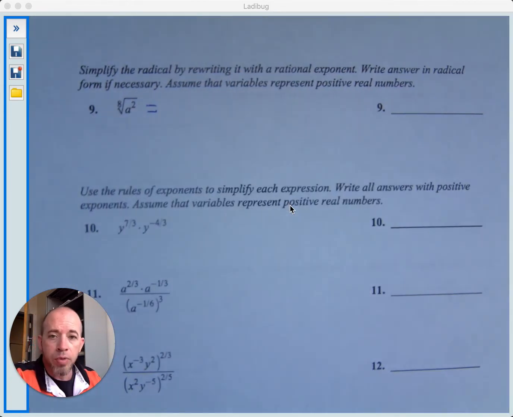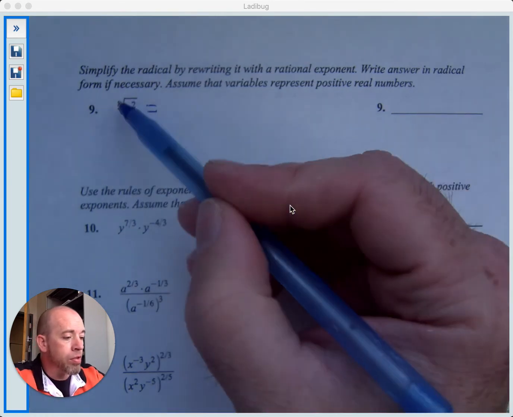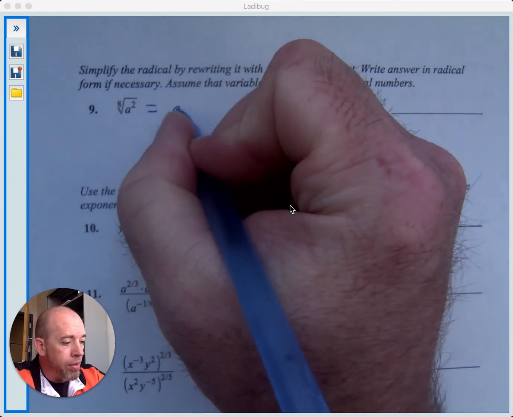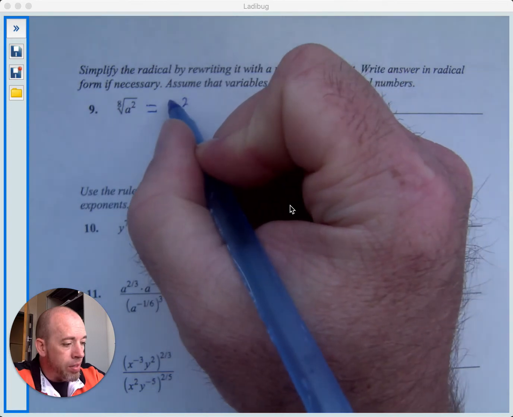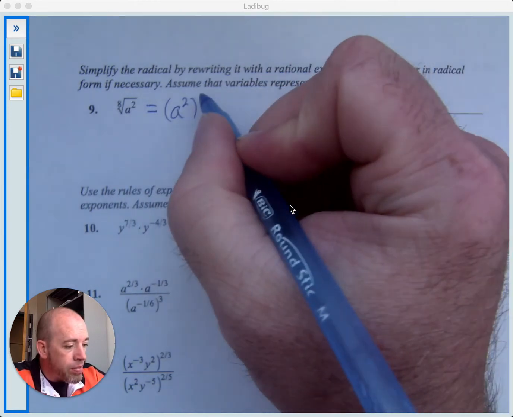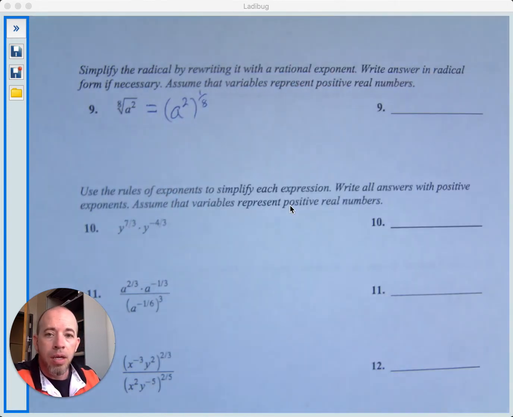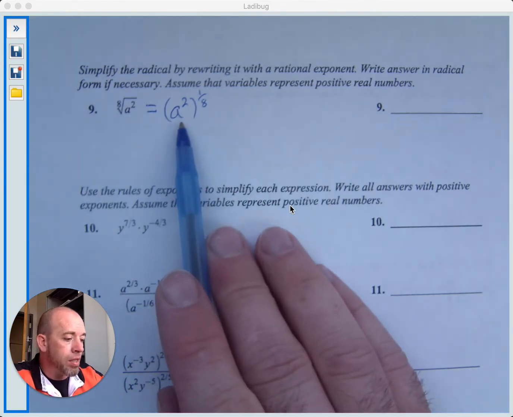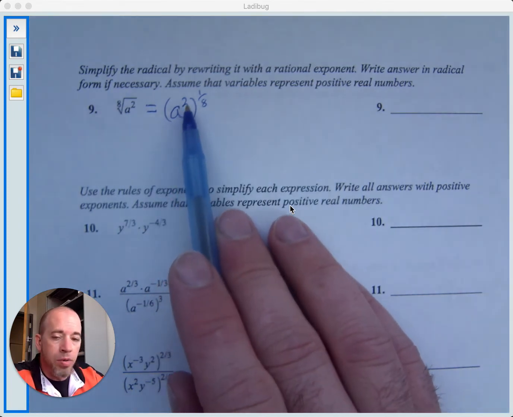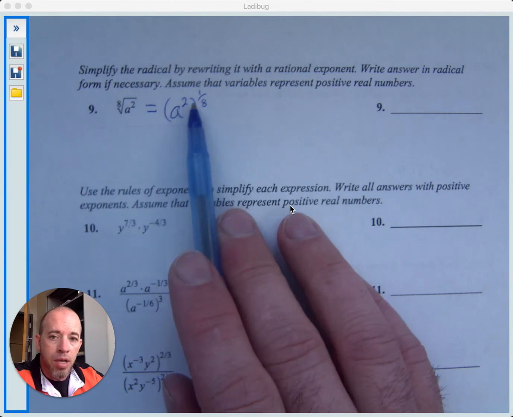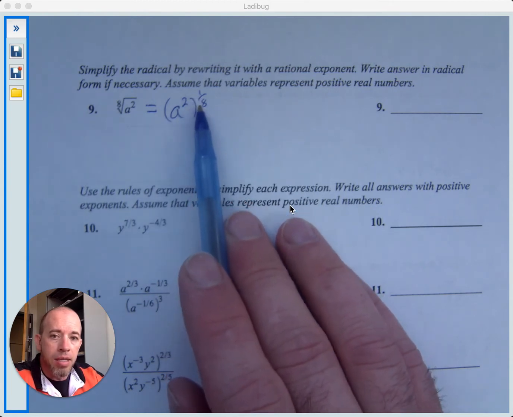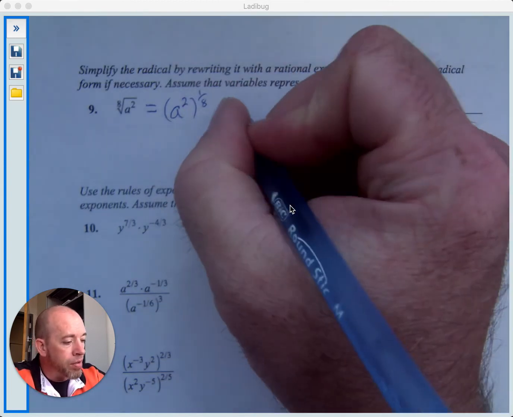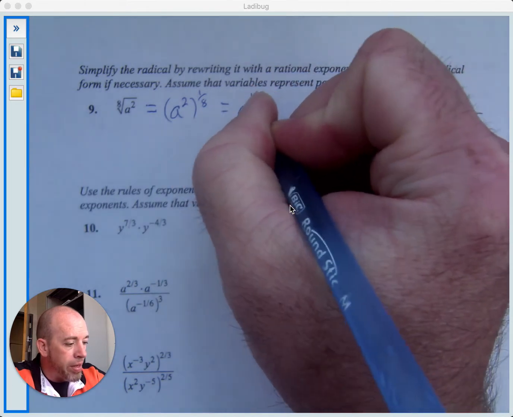so we want to write this with rational exponents. The 8th root is the same as the 1/8 power. So this is a squared on the inside, but the 8th root is the same as the 1/8 power. And as we simplify this, if we take a power to a power, we multiply the exponents. 2 times 1/8 is 1/4. So we could write this as a to the 1/4 power.